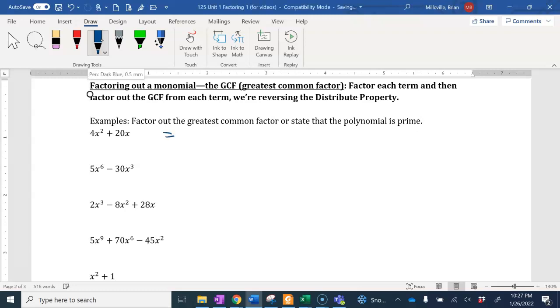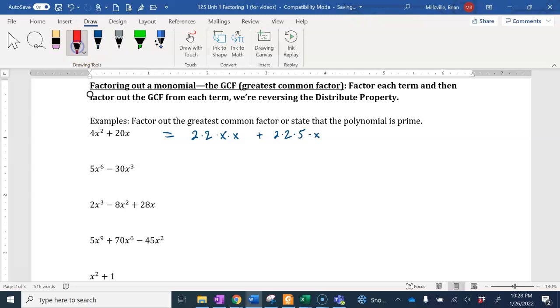Alright, so what we want to do for these, just to get used to it, is factor each term completely out. So for instance, the 4x squared term, we're going to write that as 2 times 2, because 4 is 2 times 2, and then times x times x. And then 20 we can write out as 4 times 5, but 4 is equal to 2 times 2, so we'd have 2 times 2 times 5, and then times x.